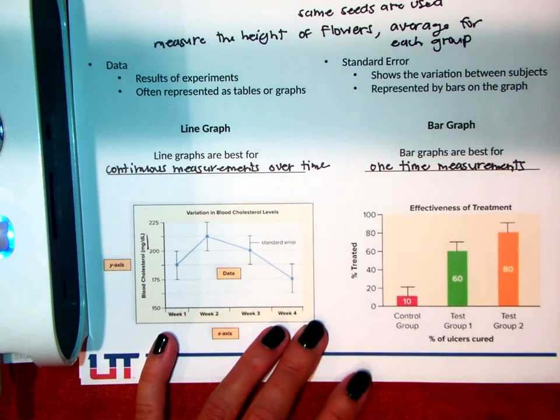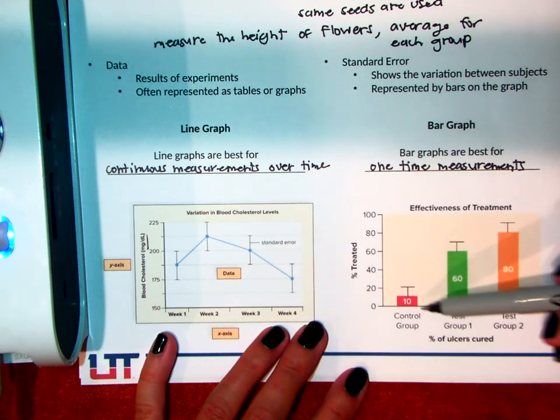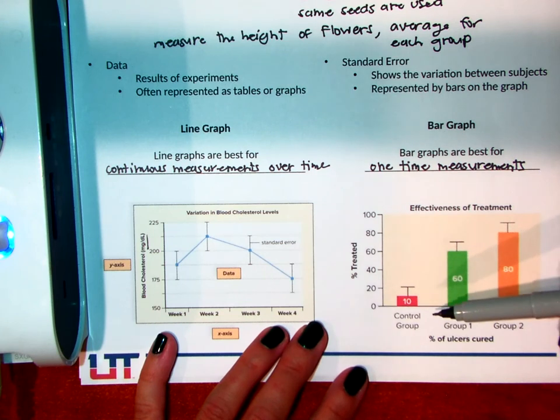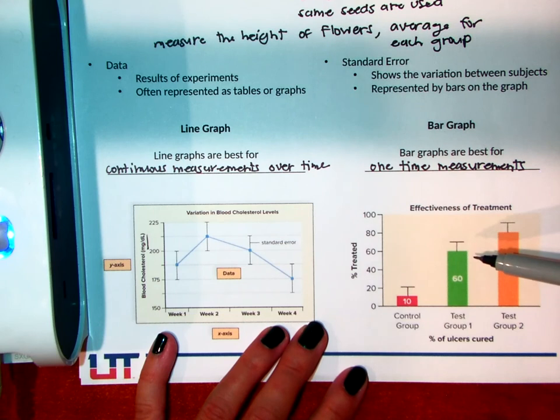And by looking at this graph, you can see the control group, 10% of their ulcers were cured. 60% here in test group 1 and 80% in test group 2.